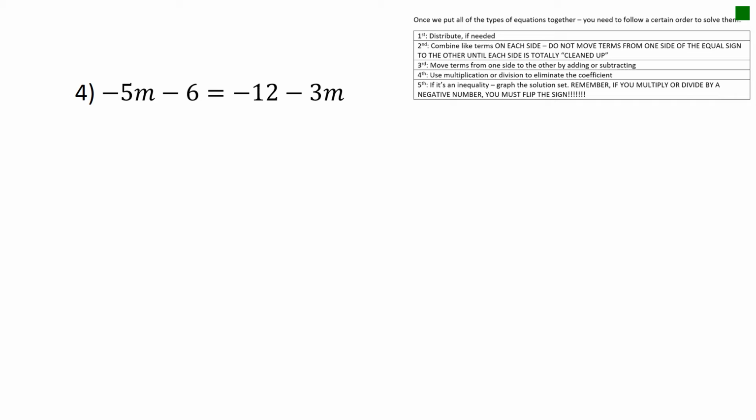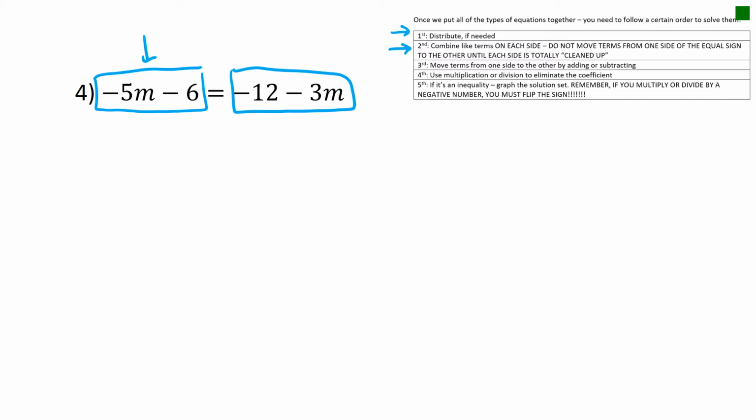Okay. Next one. Oh, look at this side. There's stuff to do over here and there's stuff to do over there. When I say stuff to do, that means there's a plus or minus on that side. So my question I ask myself, do I have to distribute? No, there's no parentheses.